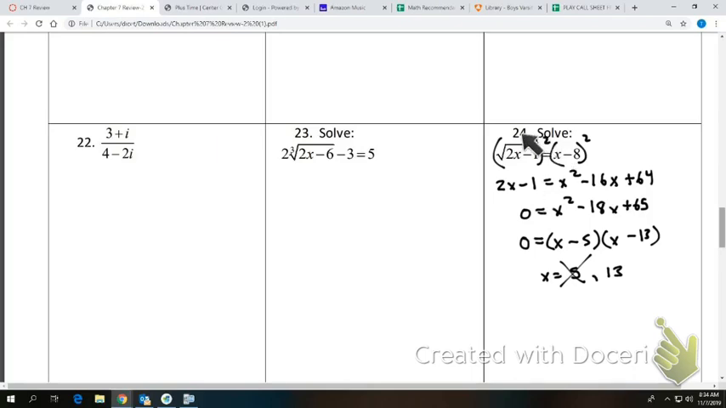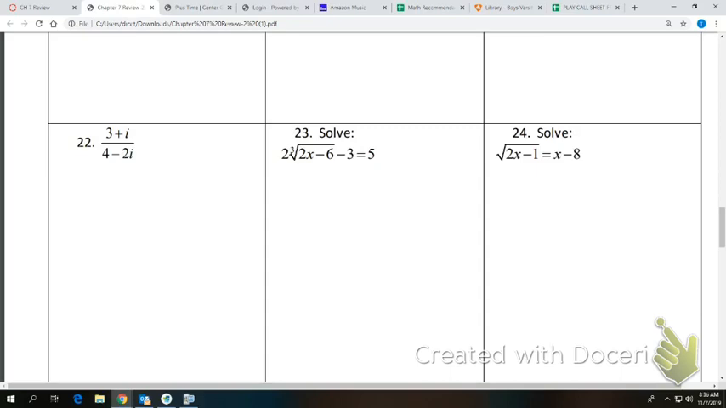Let's plug in 13. 2 times 13 is 26, minus 1 is 25. Square root of 25 is 5. 13 minus 8 is 5. So only 13 works. Nice. Okay.